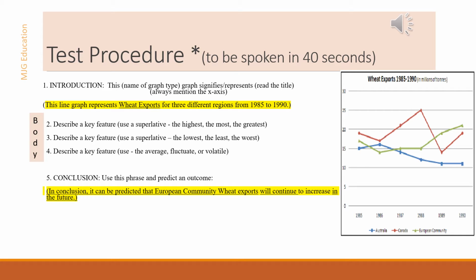The second sentence, you always have to describe a key feature, like the third one, another key feature, and the fourth sentence, another key feature. But the way you can organize it is you can use a superlative for the first sentence of your body. You can say the highest, the most, or the greatest, and then the opposite. You could use the lowest, the least, and the worst. And that's how you'd go about it. Any other third sentence to fill out your body would be helpful. You just have to speak a sentence.